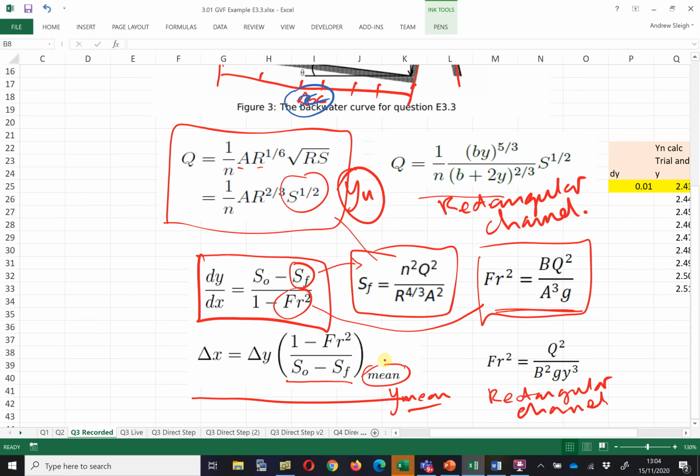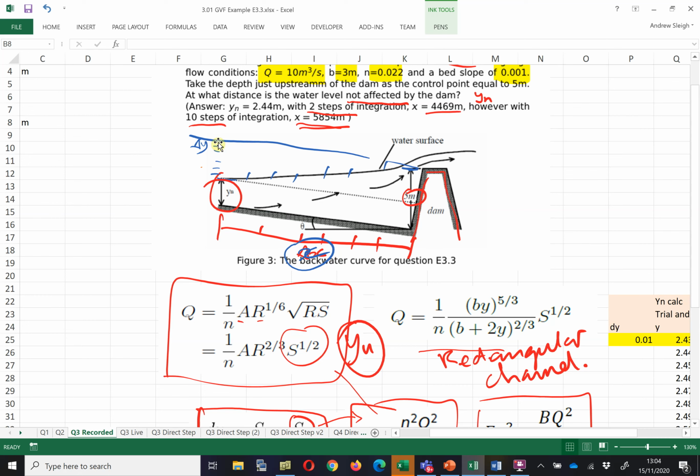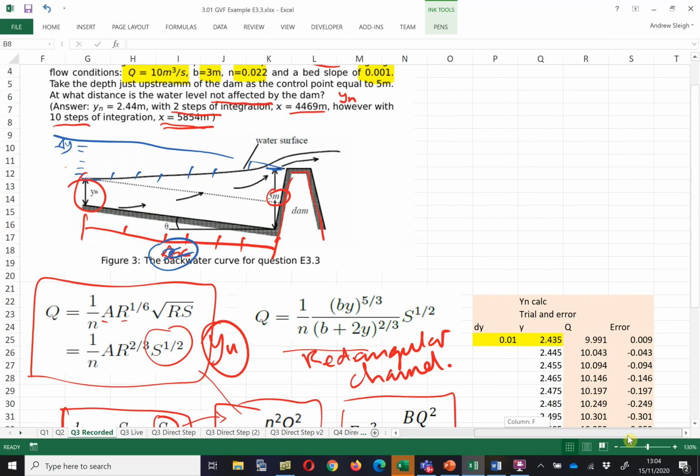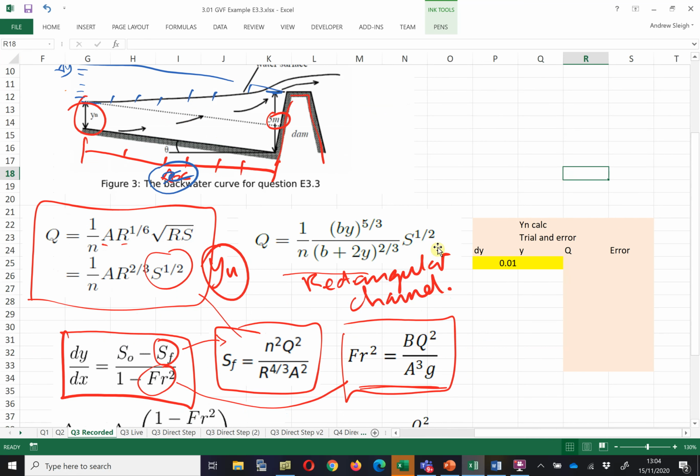Right. The first thing we need to do is calculate the value of yn, because that tells us how many steps we're going to go down to get from 5 to yn. So it tells us the delta y. We're going to go down in 10 steps. So first of all, yn, how do we calculate this? So actually, I'm going to delete this lot. I've set up a little table and we're going to just work this out.